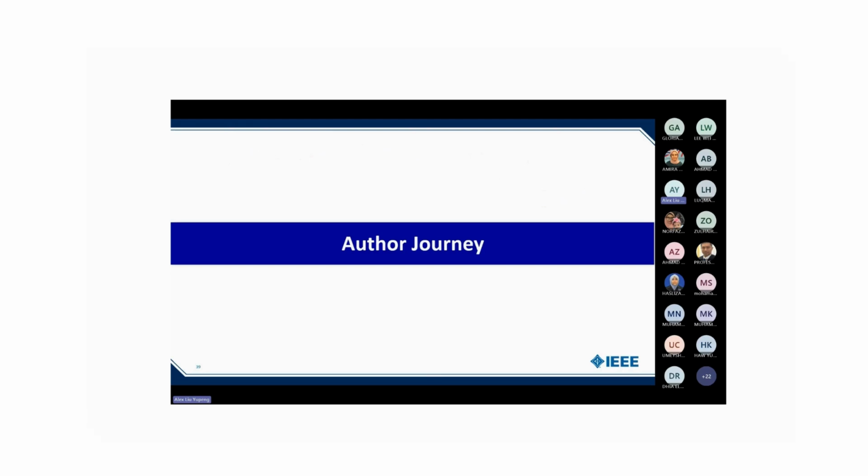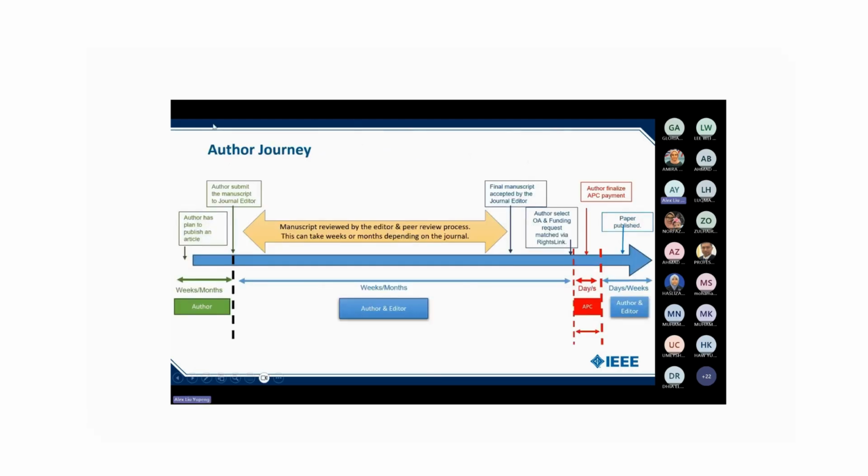I'll briefly show you the author journey. You start with a plan to publish. This takes months or years. And this part requires your research, to be honest, right? After that, you submit your paper to the journals. The manuscript is reviewed by the editors and the reviewers in the peer review process. And with that, the final manuscript is accepted by the journal editors. And then if you want to publish in open access, that's where the red color comes in. If you do not want to publish in open access, the red color does not come in. It just follows the blue color, straightaway the paper is published.